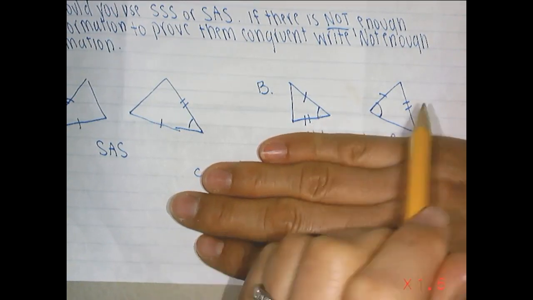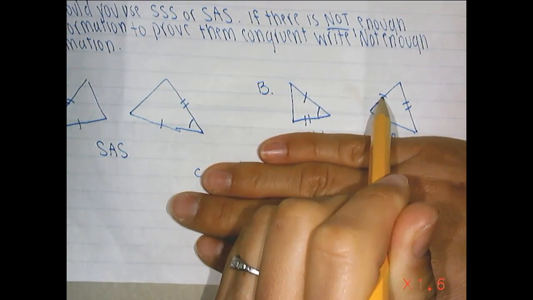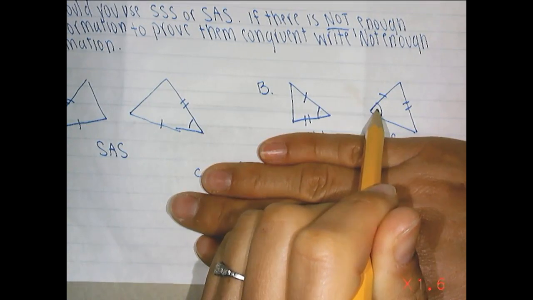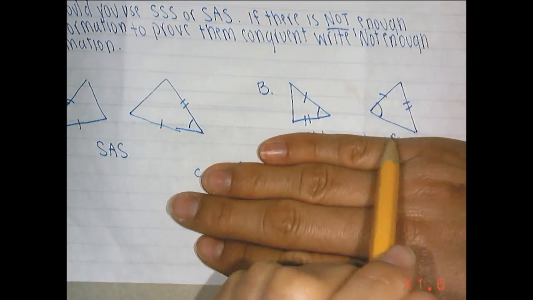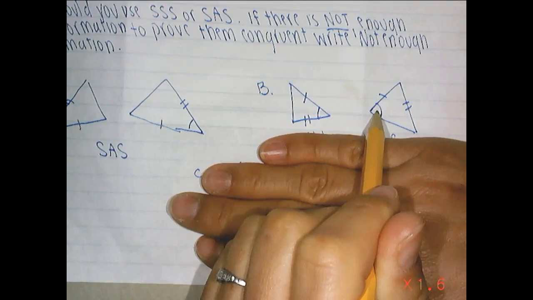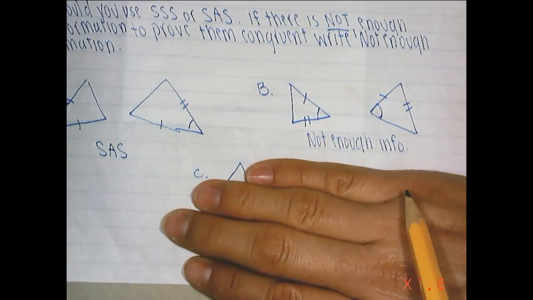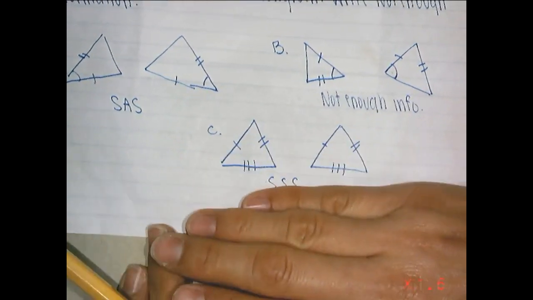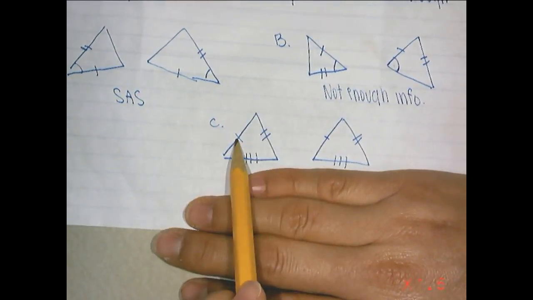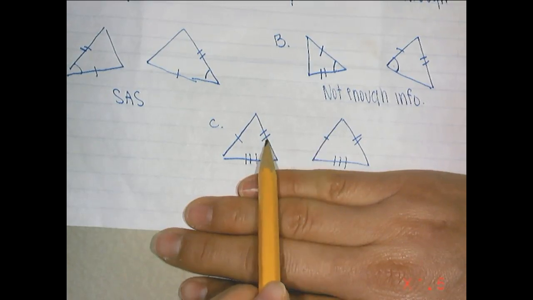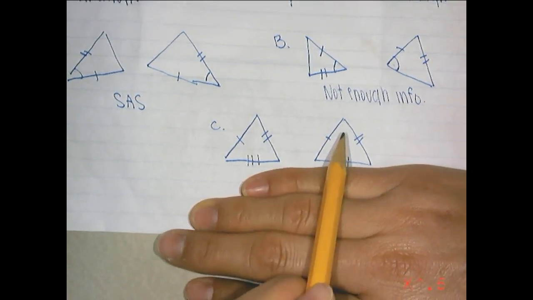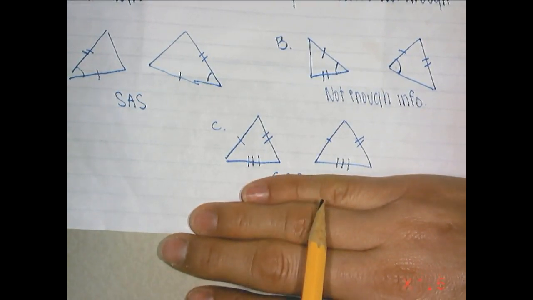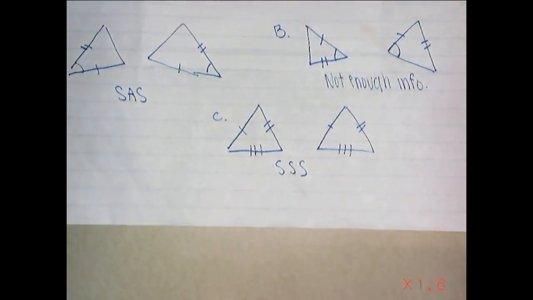And then over here we have this triangle, an angle, a side, and a side. Is this angle included? Is it between the two sides? No, it's not. So for B, we would say there is not enough info. And then when we move down here to C, we have this side congruent to that side, this side with 2 dashes congruent to that side with 2 dashes, and this side with 3 dashes congruent to this side with 3 dashes. All 3 sides are congruent, so we would say side, side, side.